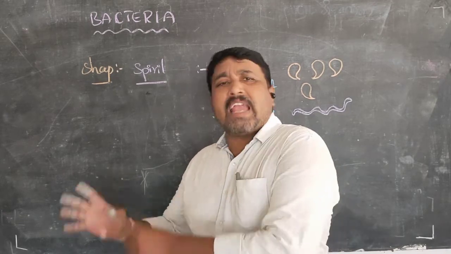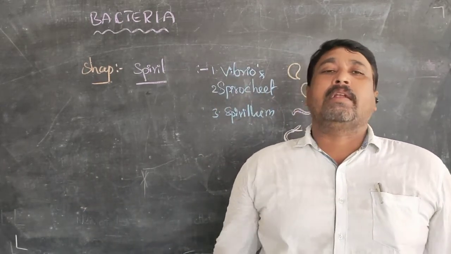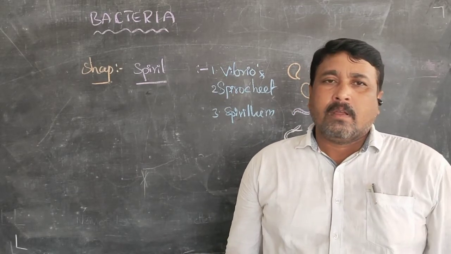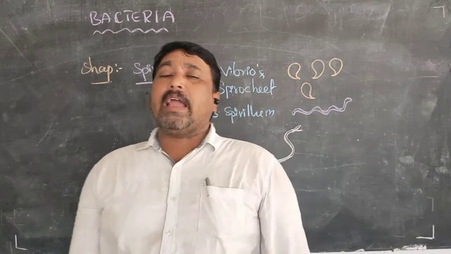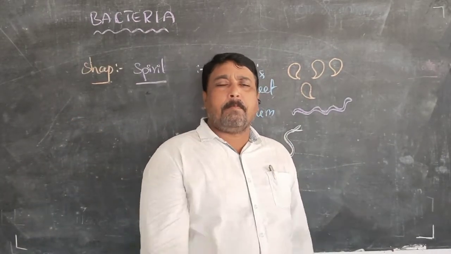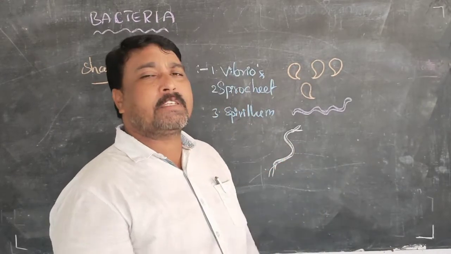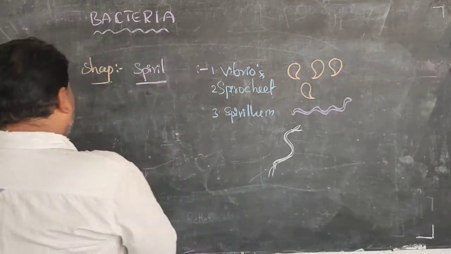Some bacteria change their shape according to environmental conditions. This type of bacteria is called pleomorphic bacteria.